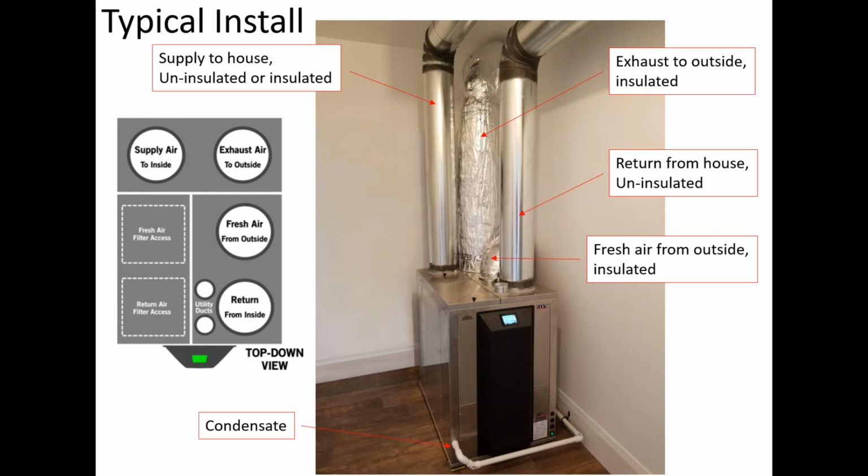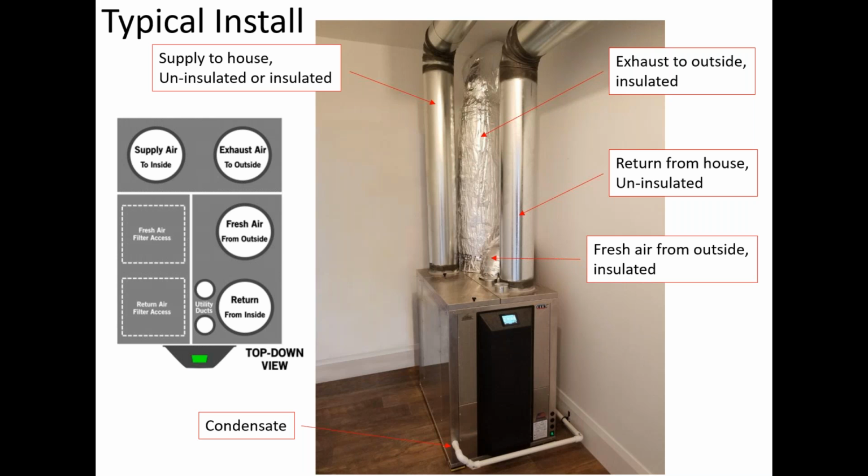Here's a picture of a typical installation. The condensate drain shown here is an old style, so that has actually been moved to the rear of the system. But you can see the 4 ducts just coming in from the top, labeled here on the schematic to the left. So that filter access panel comes out and you see the fresh air filter and then the return air filter are just side by side there.